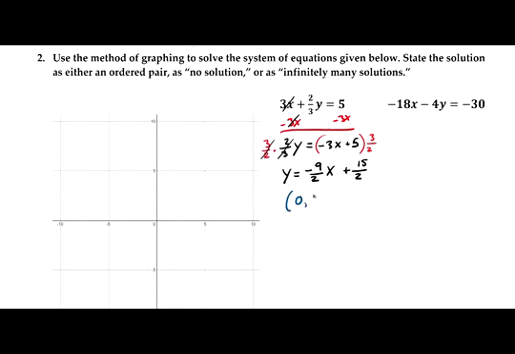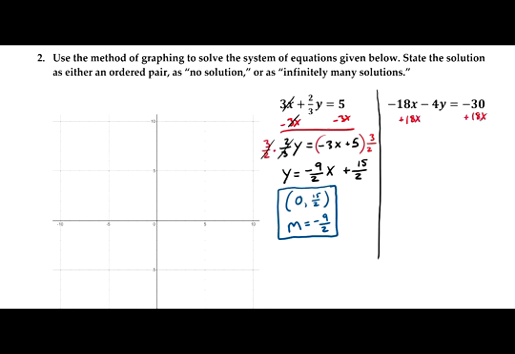So we have the point 0, comma 15 over 2, and we have a slope of negative 9 over 2. So we can now graph that line. So let's look at the second line. Again, solve for y. So we could add 18x to both sides. That will cancel off that 18x on the left. And we'll bring down the negative 4y, which is equal to 18x minus 30.